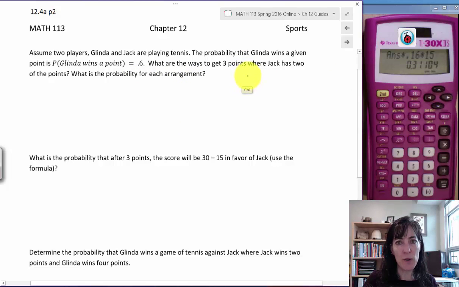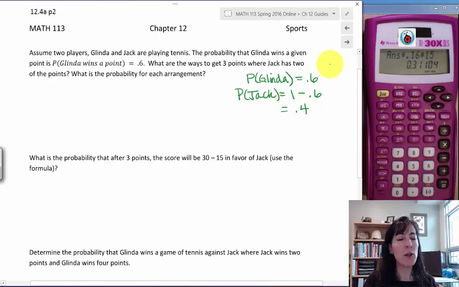First thing I need to know is what probabilities do I have? Probability for Glinda winning a serve is 0.6. That means the probability for Jack is going to be the complement, 1 minus 0.6, which means 0.4 for Jack. Then what are the ways to get 3 points where Jack has 2 of the points?